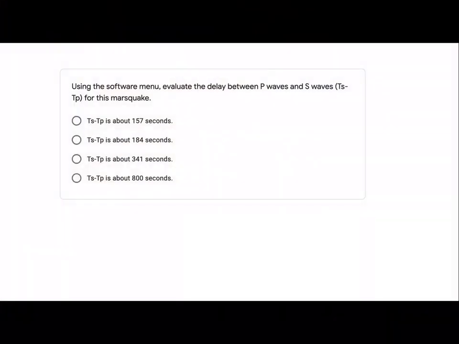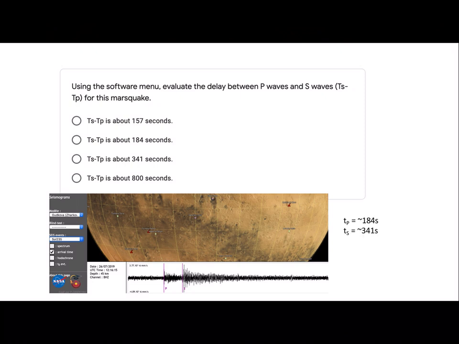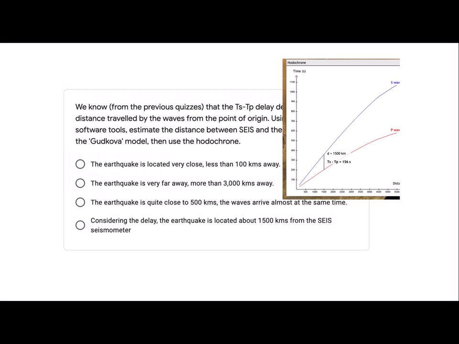Okay, so using the tool, you could determine the arrival time of P and S waves and determine that the difference of arrival time is about 157 seconds. Next was to use the odochron and to determine what distance from the source is needed to explain such a difference in time between the P and the S wave. And so we know that the marsquake was located about 1,500 kilometers from the lander.